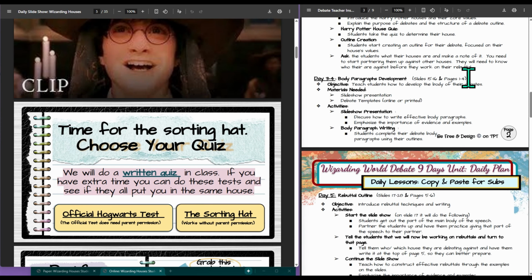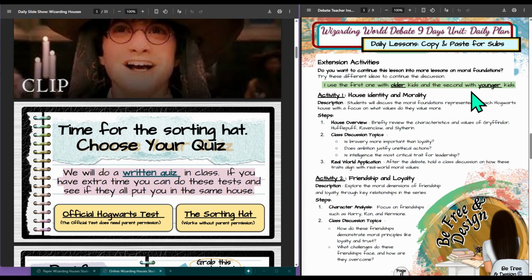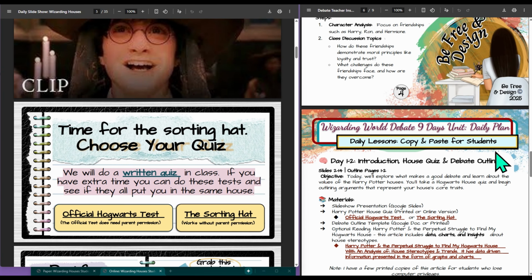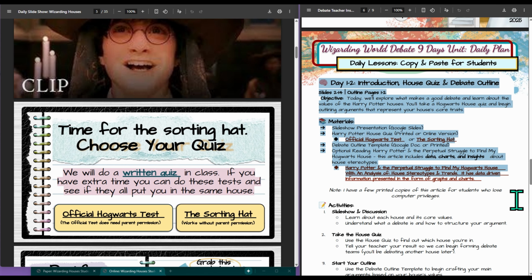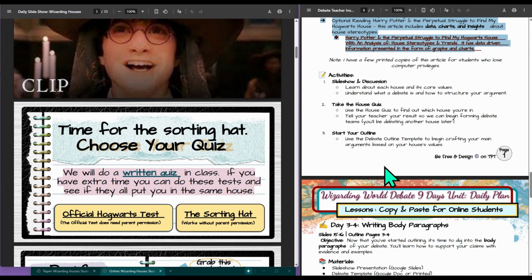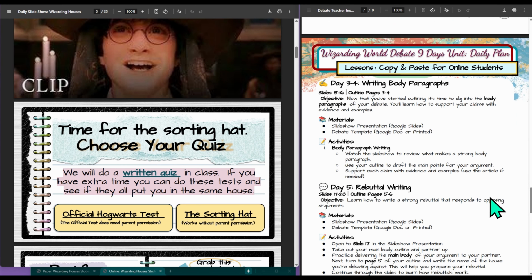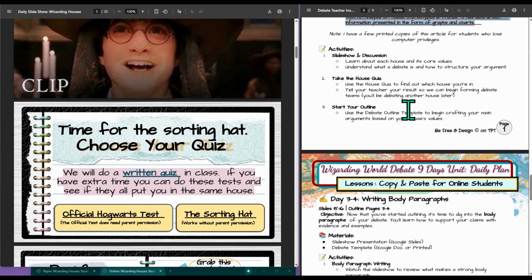But a little bit further down, I also have the copy and paste student plans right here. This is what I use if the kids aren't here: I just copy and paste day 1 into Infinite Campus. They've got all the links and everything. This hopefully will save you a lot of time. So I have day 1 and 2, and then it has the outline of what we're doing, and then 3 and 4, 5 and 6, and it just kind of goes on.